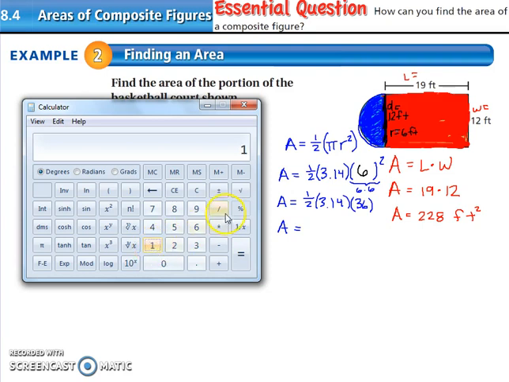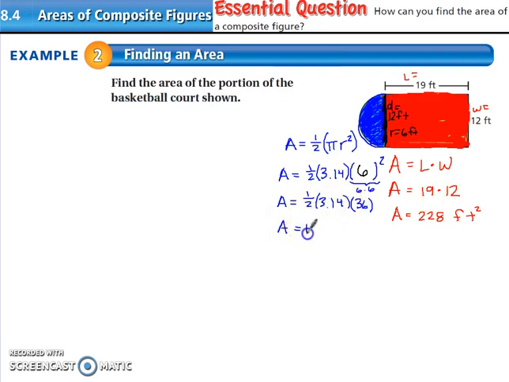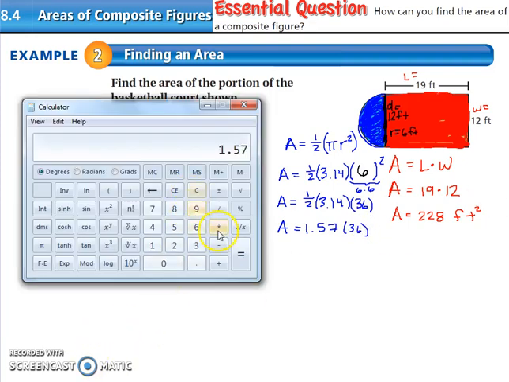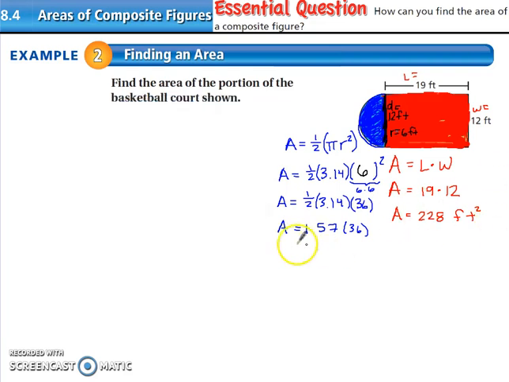So I can write 1 divided by 2, if we want to do it that way, to get 1/2, or 0.5, times 3.14 gives me 1.57. So I have 1.57 times 36. And multiplying, again on my calculator, by 36, I get 56.52. So the area of the semicircle is 56.52 square feet.